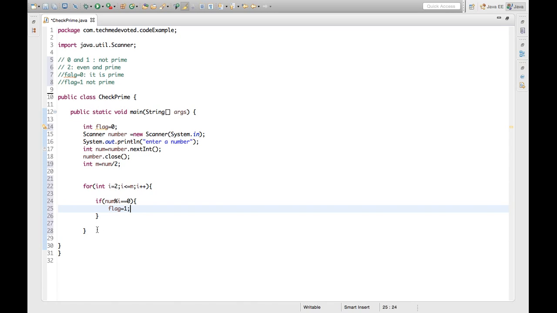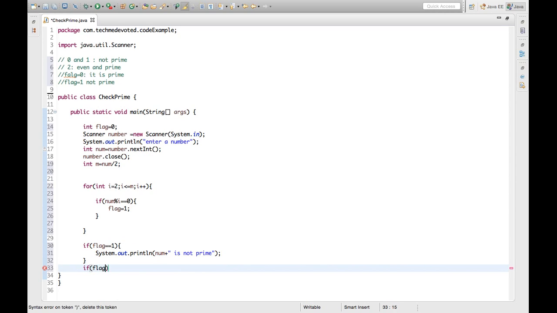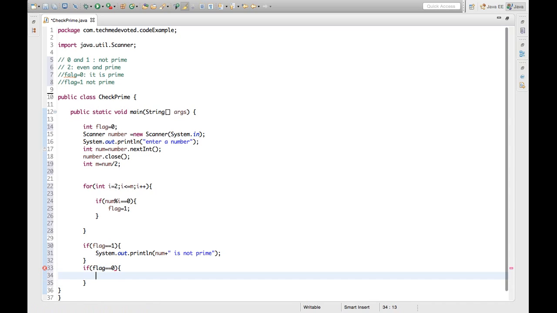Okay, now we have to check. Now we will write: if flag is equal to 1, then not prime. And if flag is 0, then prime.